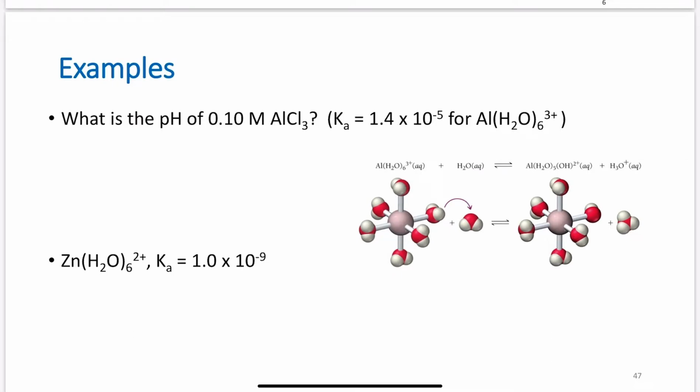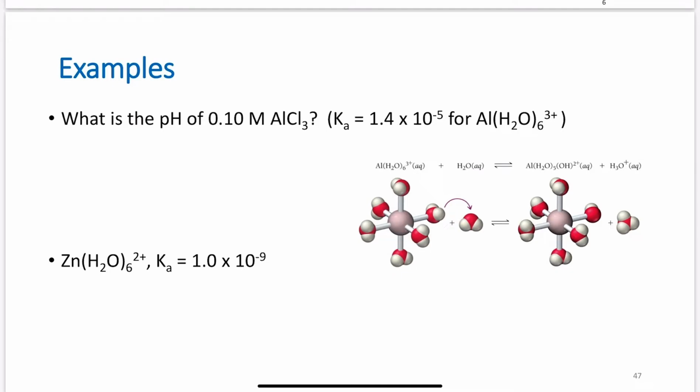These are flipped in my notes. This compound, how could I actually write this out? So, let's first look at, I'm going to write out this zinc one, and then I'm going to erase it so I have space. But if I looked at this hydrated zinc complex, it's got a Ka value of 1 times 10 negative 9th.